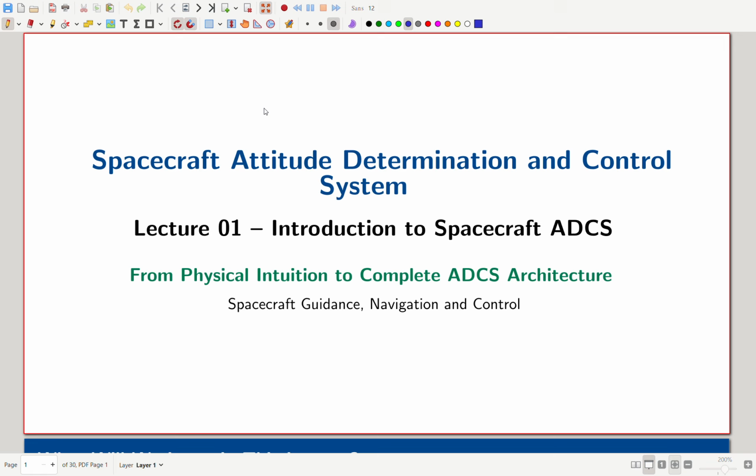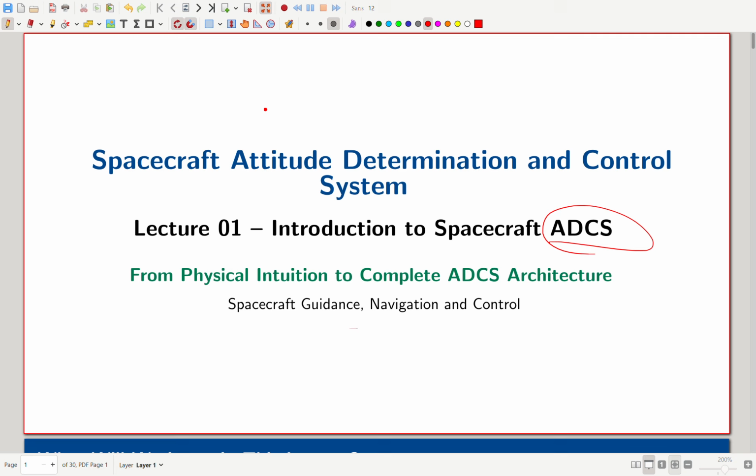So how do we control the satellite? Spacecraft means satellite, right? We will try to understand that. So let us start. ADCS is the short form of attitude determination and control system, right? First we should know what the current attitude is, and then we apply the control, right? I think this series is going to be helpful.